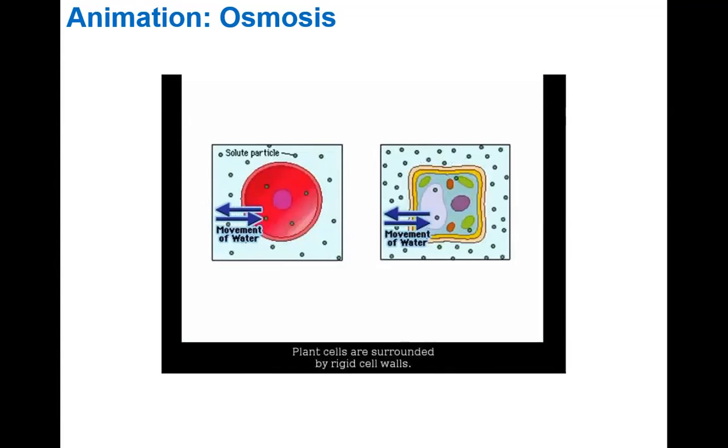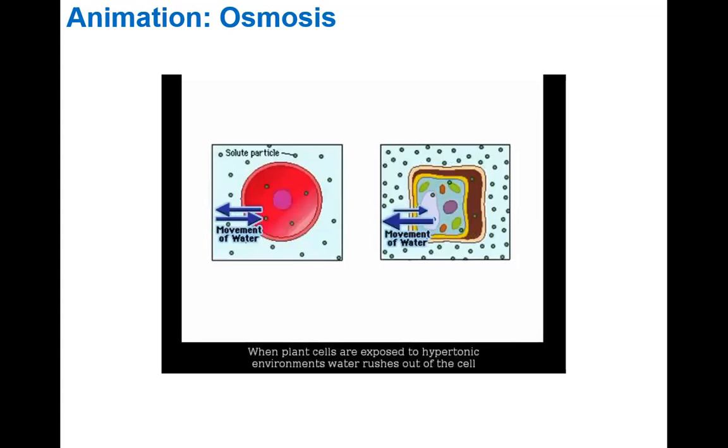Plant cells are surrounded by rigid cell walls. When plant cells are exposed to hypertonic environments, water rushes out of the cell and the cell shrinks away from the rigid wall. These cells are dehydrated and lose most or all physiological functions while in the shriveled state. If cells are returned to isotonic or hypotonic environments, water re-enters the cell and normal functioning may be restored.